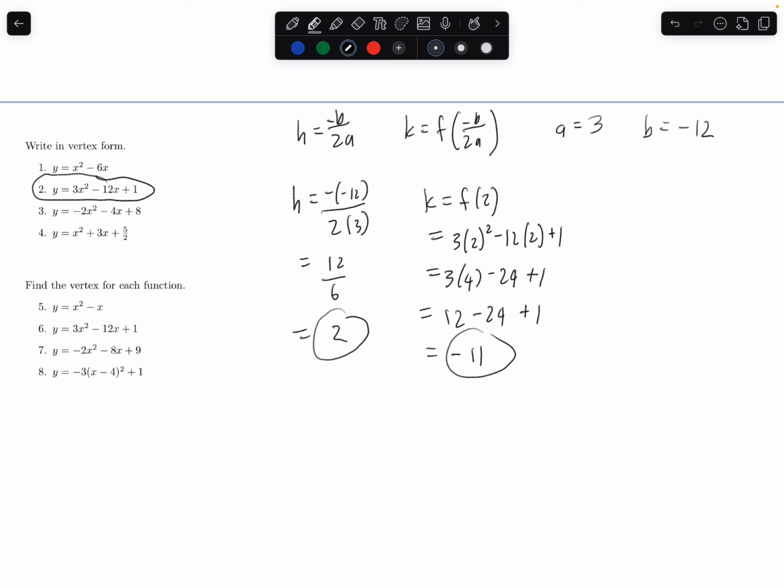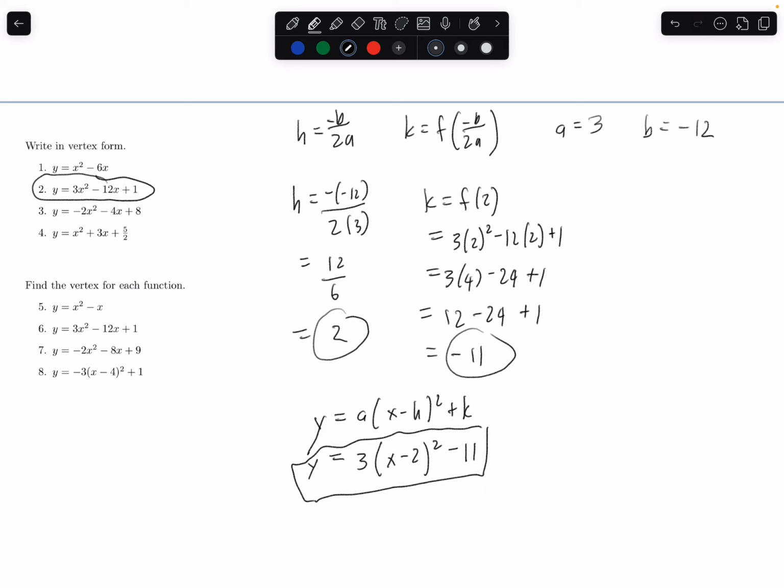My battery's dying. Okay, so vertex form, what was it again? It's y, in this case y, f of x, y is equal to a times x minus h squared plus k, right? And I just fill in those numbers. This time a is 3, x minus 2 squared minus 11. Plus negative 11 or minus 11. So there it is.